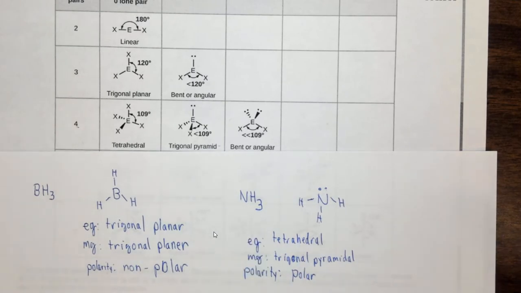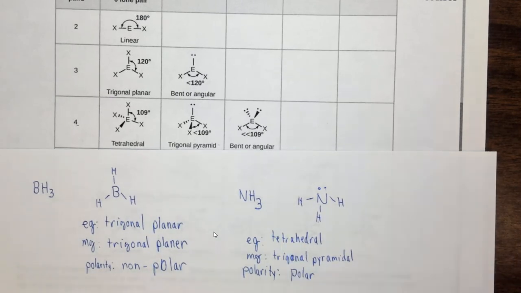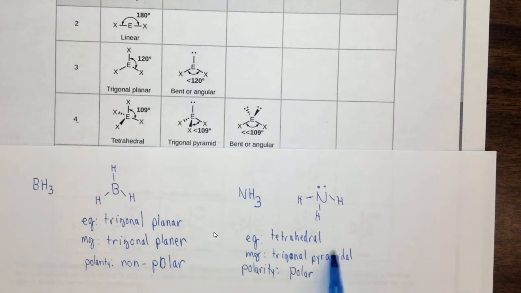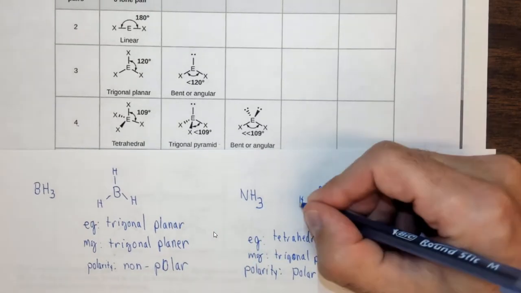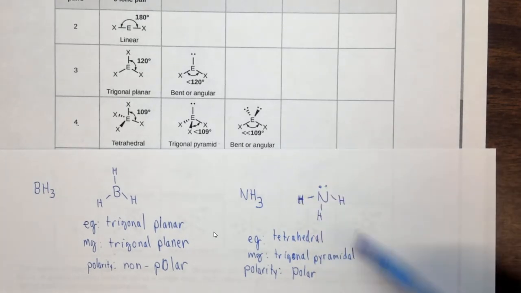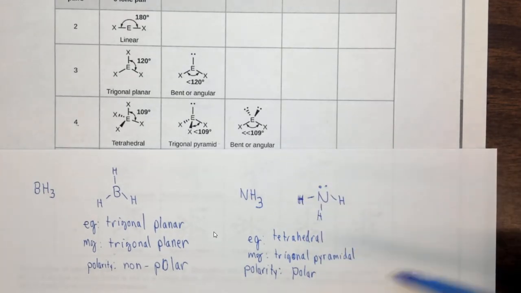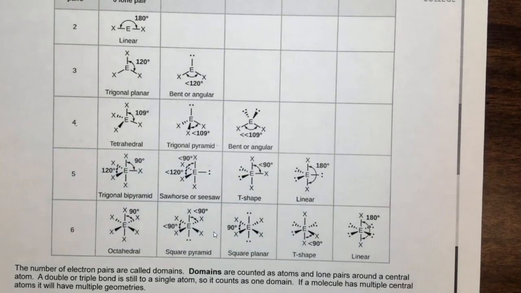The reason I chose these two examples is if you just look at BH3 and NH3, you would think they would be the same. They should have the same molecular geometry, the same electron geometry, and the same polarity because it's an atom bonded to 3 H's. They're not the same. The only way you can figure these things out is with the Lewis structure. It is absolutely essential that you draw the Lewis structure in order to determine these things.